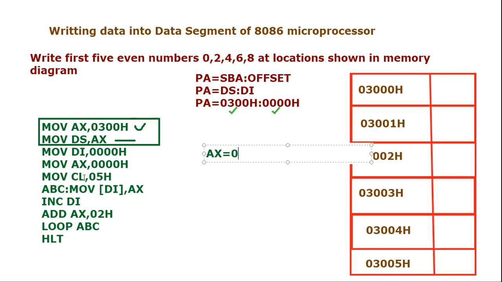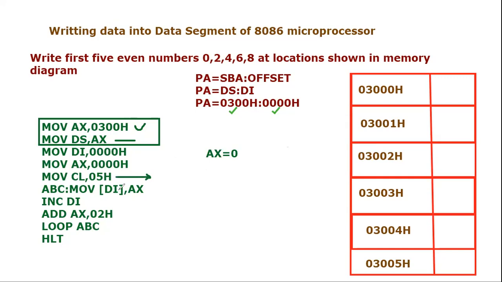Then we do MOV CL, 05. This is a counter line. Let me highlight it for you. We are feeding a count of 5 in the CL register, or counter register.